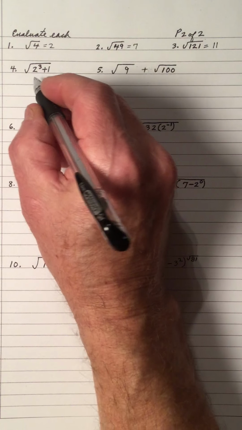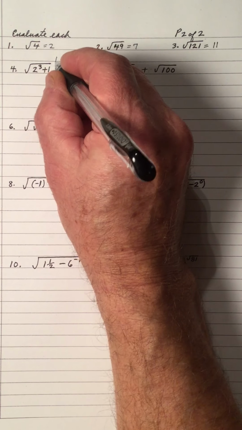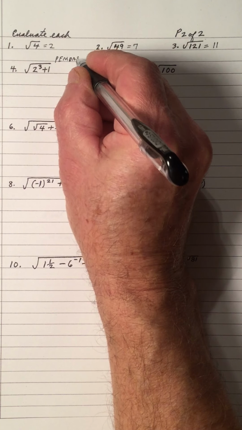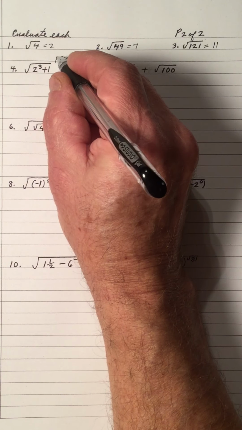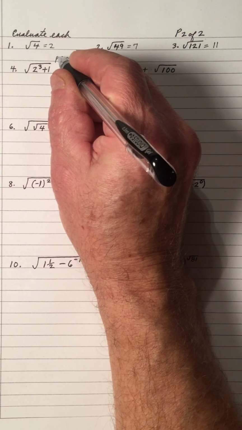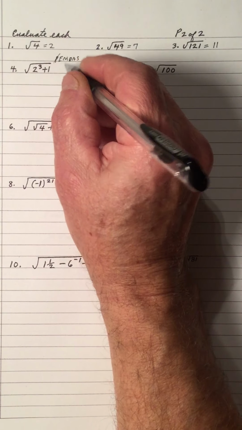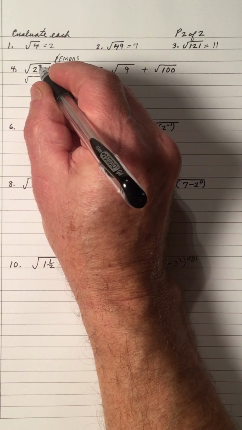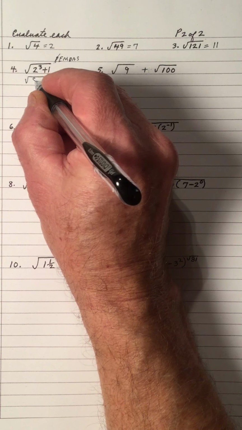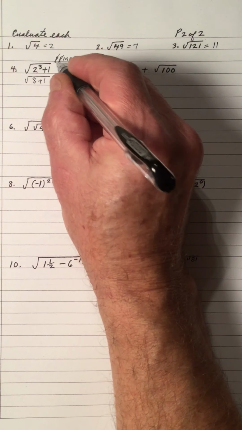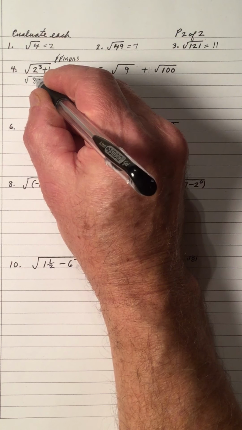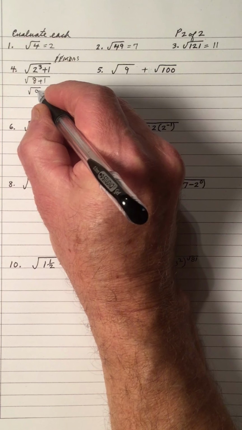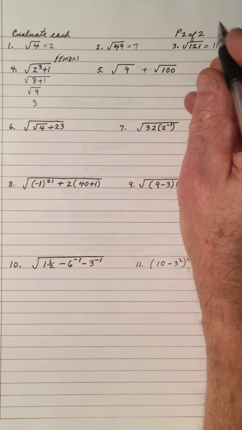Number 4, we have to work out the inside of the root first, but we're going to do PEMDAS, P-E-M-D-A-S. Inside, there's no brackets, so that's okay. We have to do the exponents, so 2 cubed is 2 times 2 times 2, that's 8. So that's done. Then we do multiplication, division, and there's none. And then we do addition, subtraction. So 8 plus 1 is 9, and the square root of 9 is 3.